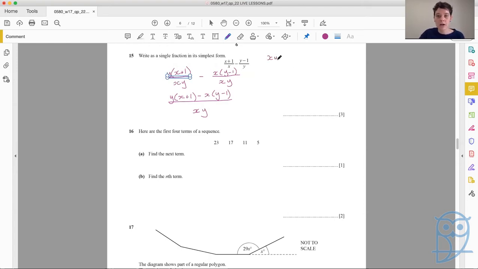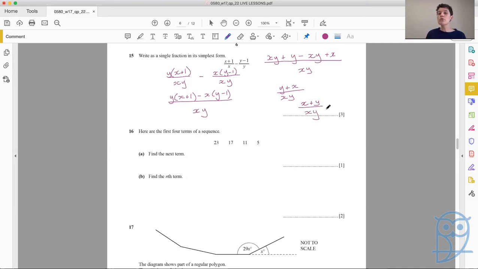So we have xy plus y from our first brackets minus xy plus x, because we've got that negative, then all over xy. And if we look on the top, we've now got an xy minus xy, which means we just disappear them and we have y plus x over xy. So in simplest form, we would have, put them in alphabetical, it's nice, x plus y over xy. Our fraction doesn't get any simpler than that, and it is in a single fraction.